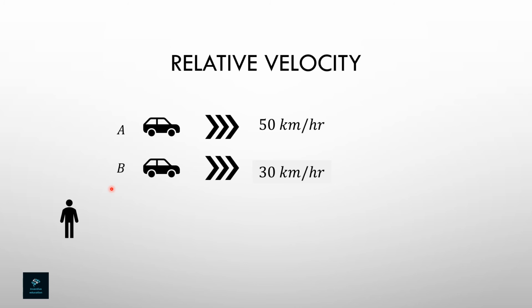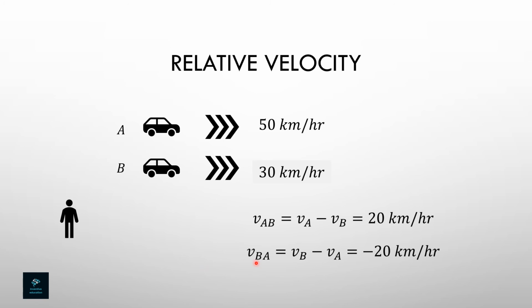Therefore, for an observer sitting in car B, car A has a positive velocity of 20 km per hour. Thus, we say that the relative velocity of A with respect to B is given by velocity of A minus velocity of B. This is equal to 20 km per hour. And the relative velocity of car B with respect to car A is given by velocity of car B minus velocity of car A, and this is equal to minus 20 kilometers per hour.